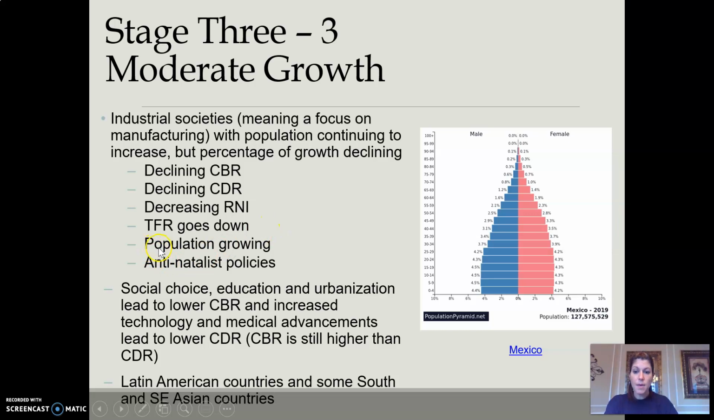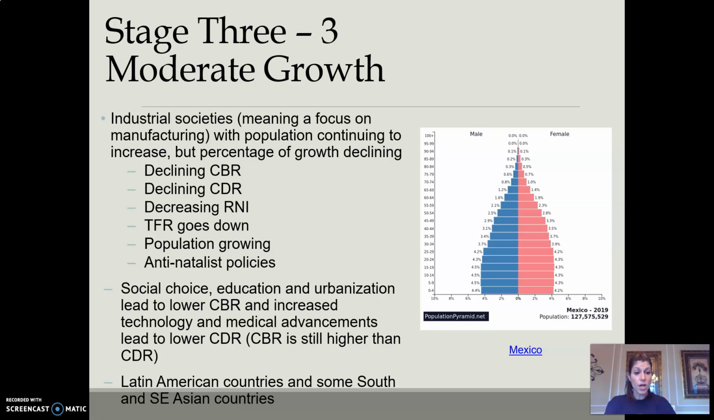The total fertility rate will start to go down as birth rates will decline. All right. And we'll see some population growth. All right. Moderate population growth. In countries in stage 2 and 3, you may see antinatal policies in which governments want to reduce their population, so they will encourage people to have fewer children.